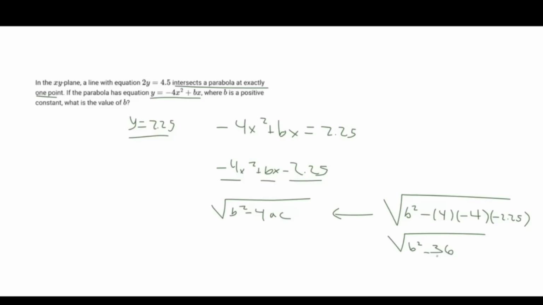So we talked about how if the discriminant was equal to 0, there would be exactly 1 solution. So that's what we want. We want the discriminant to equal 0. So if we want this to equal 0, it's pretty simple, right? Under the square root, we just want 36 minus 36, which would equal 0, right? And the square root of 0 is 0. So here we know that b is 6, right? And b equals 6 is our answer in this case, the positive constant.